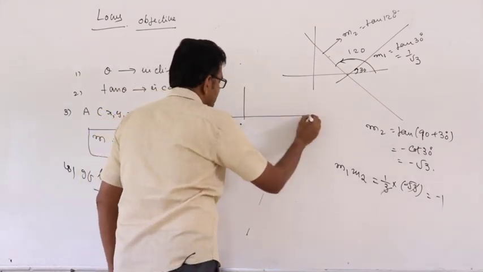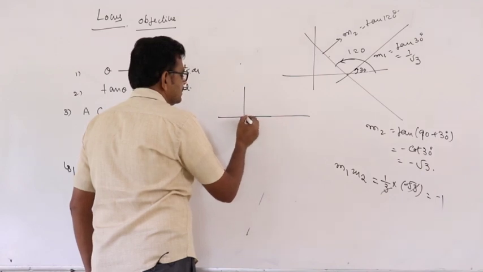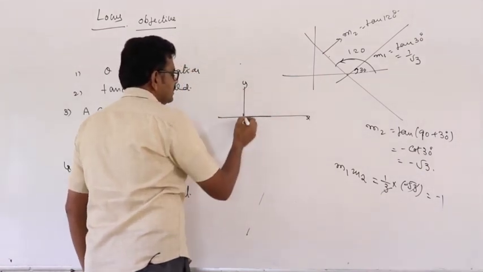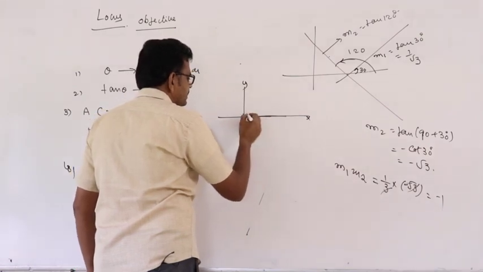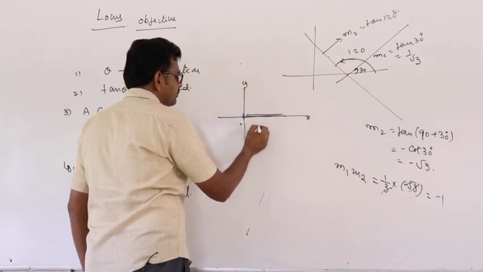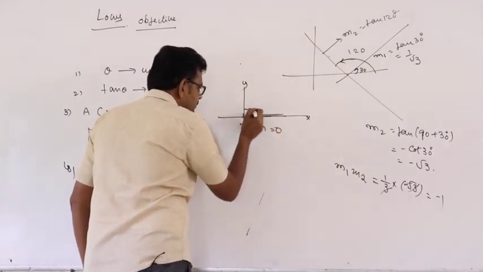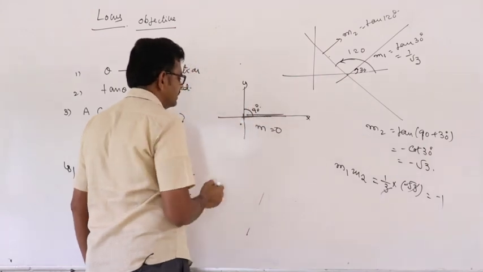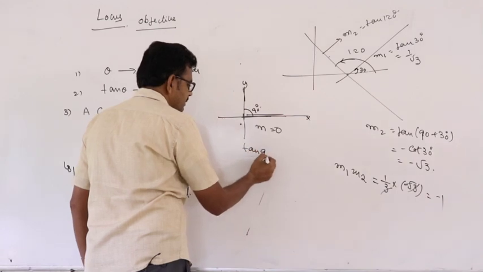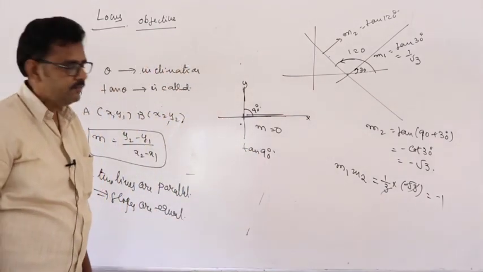See here. What is the slope of the x-axis? This is the x-axis, this is the y-axis. This line makes an angle with the x-axis. Suppose this is the line AB. What is the angle? 0. Slope is tan 0, which is 0. What is the angle between these two? 90 degrees. What is the slope of the y-axis? Tan 90. Tan 90 is undefined.